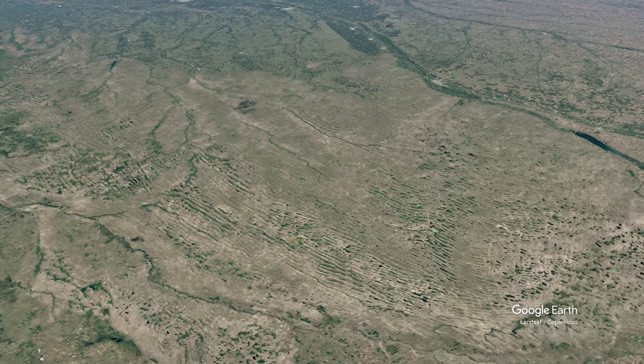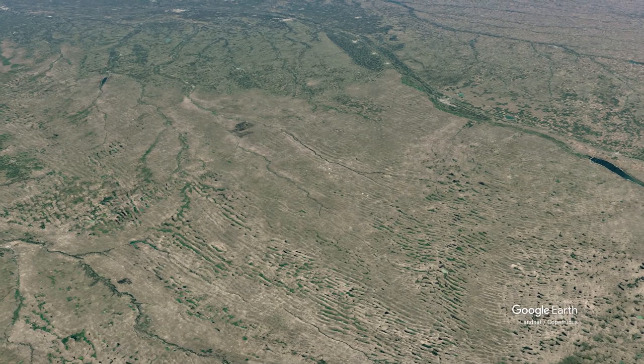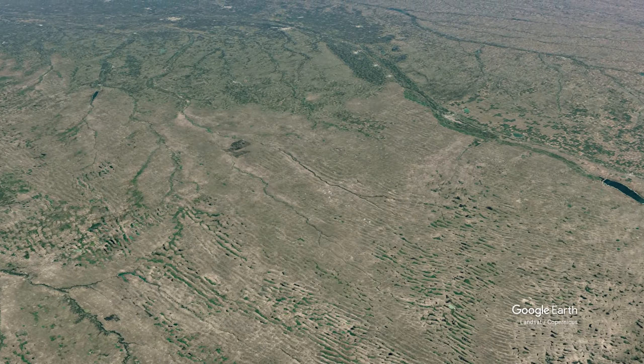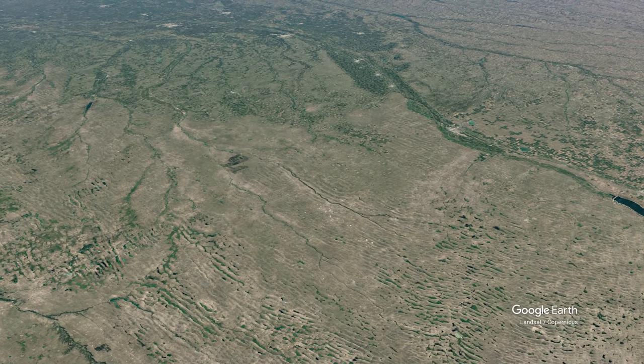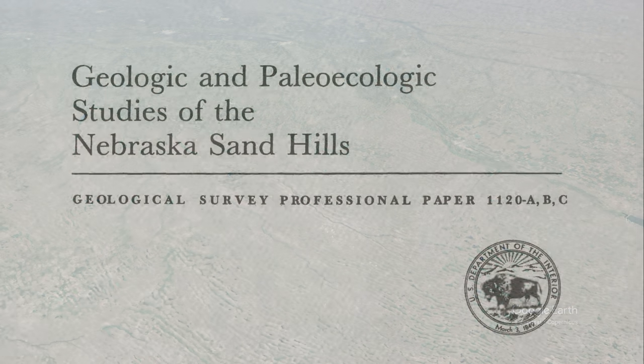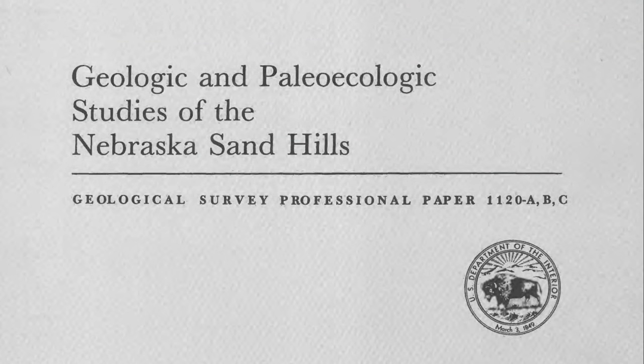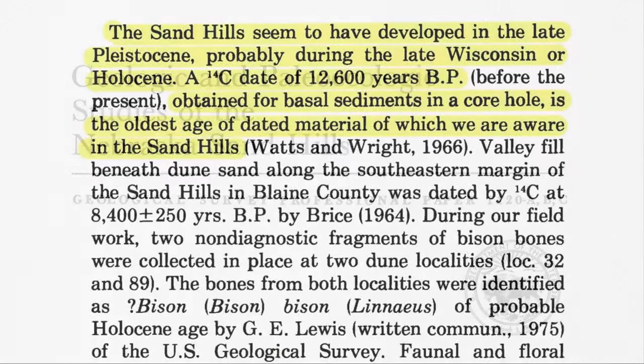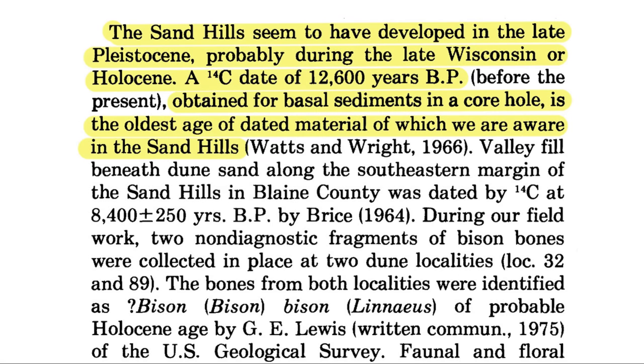You might not have heard of these, I know I hadn't, until I began doing research for this video, but these are actually the largest dune field in the Western Hemisphere. After digging into some geological papers, I found a few interesting discoveries. As we see here, the sand dunes appear to have developed in the late Pleistocene. A date of 12,600 years ago was obtained for the sediments and is the oldest dated material in the sandhills.